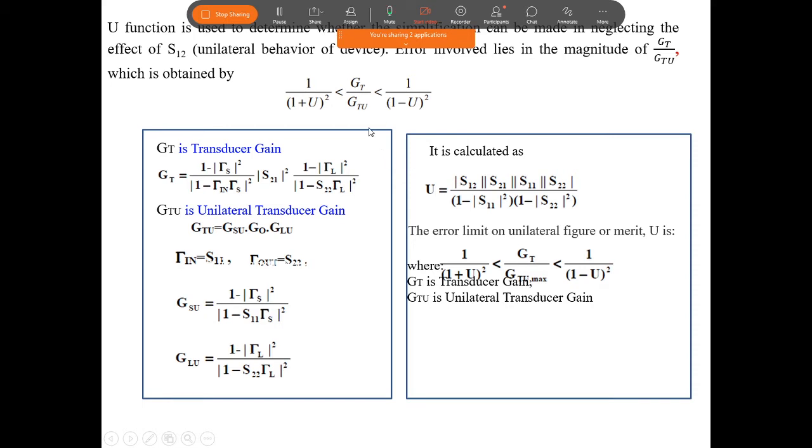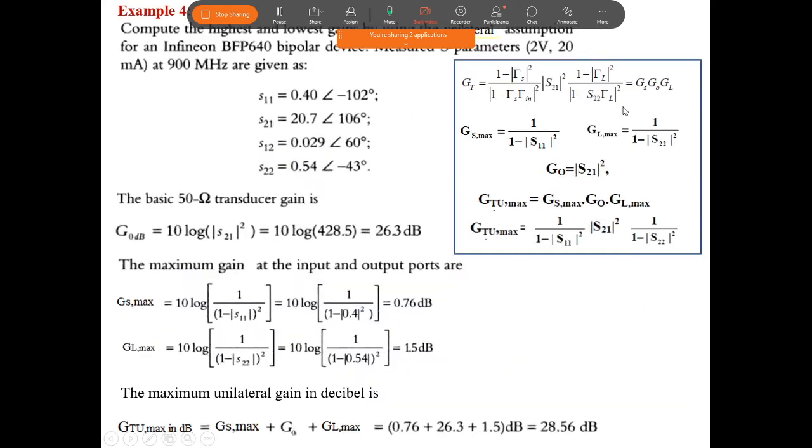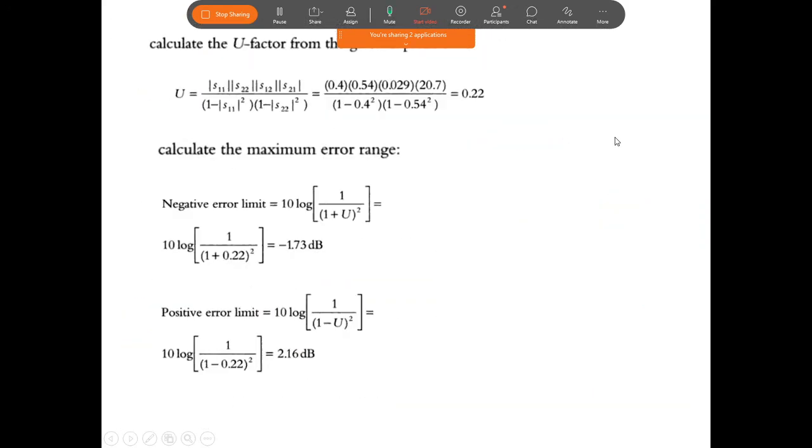As I already gave this equation, in terms of decibels you have to calculate this. Here, this is called the error limit. So we will see one example here.